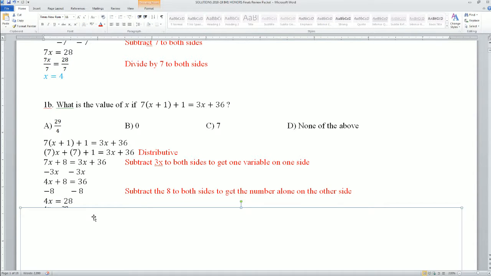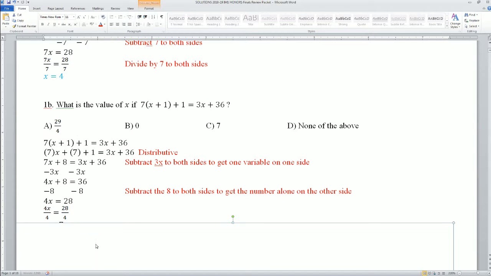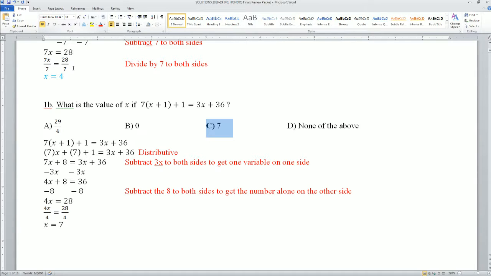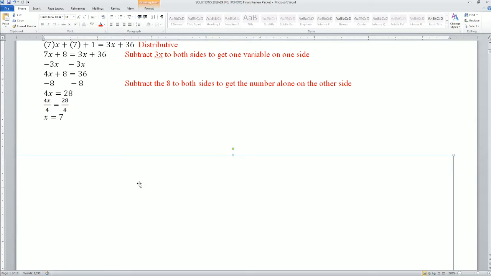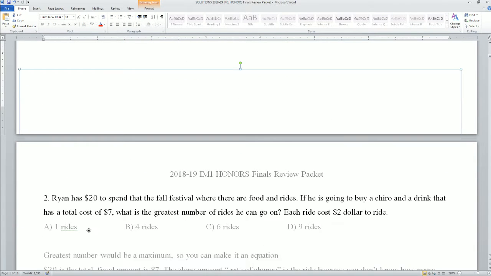Once you have 4x equals 28, you divide 4 to both sides to get x equals to 7. So that would be your solution. Okay? Make sure you distribute, subtract to get the variable alone. Make sure the coefficient here is 1, by dividing it over. Alright, let's look at number 2 here. There should be right here.